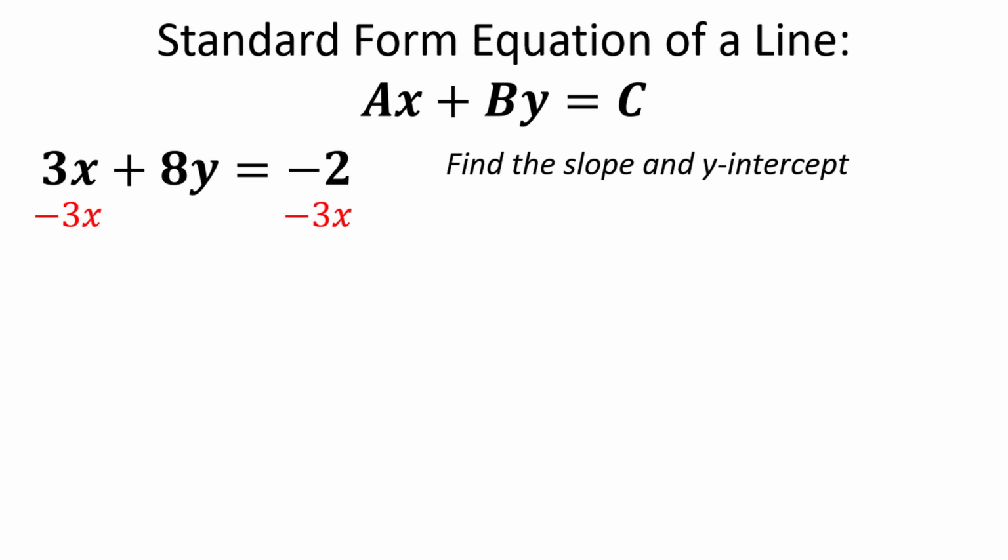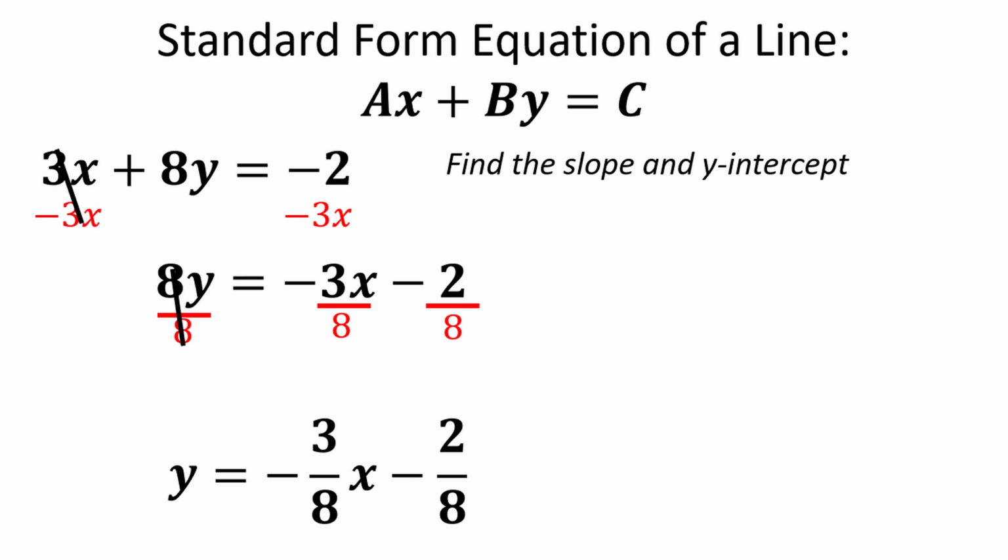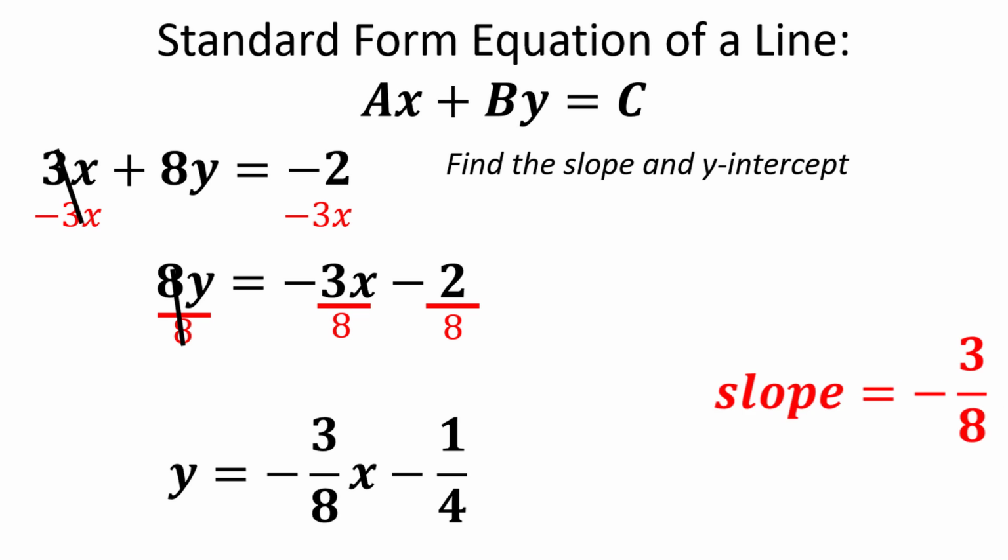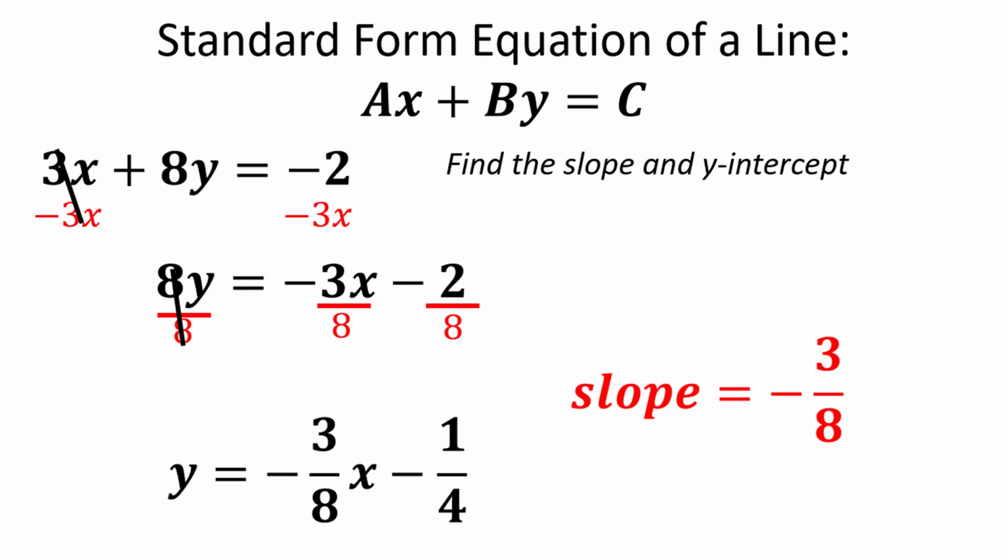First, we would subtract 3x from both sides, which would leave us with 8y is equal to negative 3x minus 2. Then we would divide all three terms by 8, leaving us with y equals negative 3/8 x minus 2 over 8. Our constant of negative 2 over 8 can be reduced to negative 1 over 4. From here, we can easily identify that the slope is equal to negative 3 over 8, and the y-intercept is equal to negative 1 over 4.